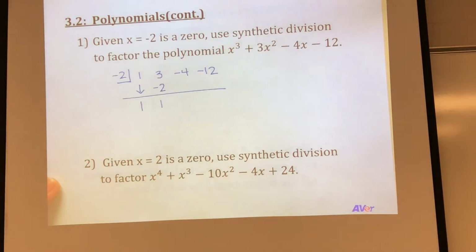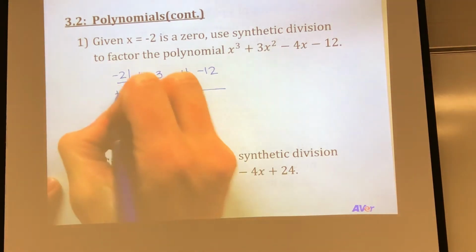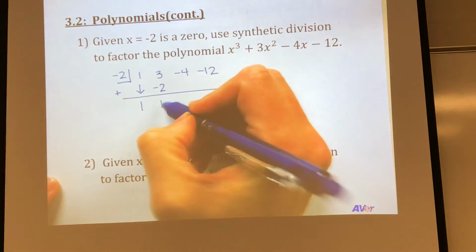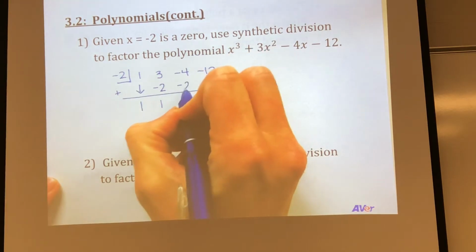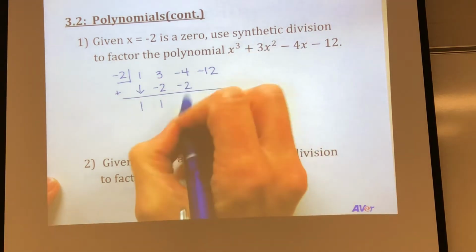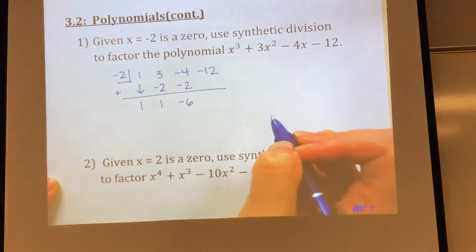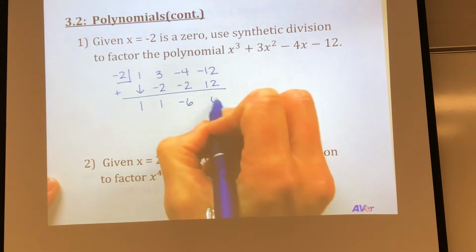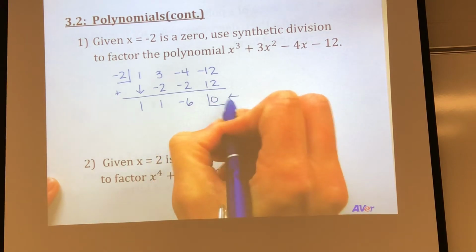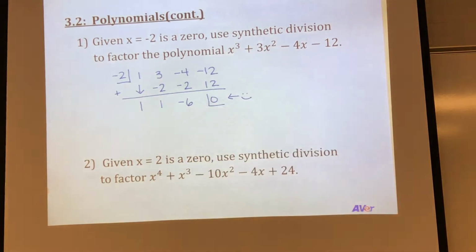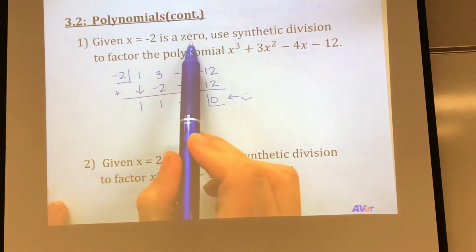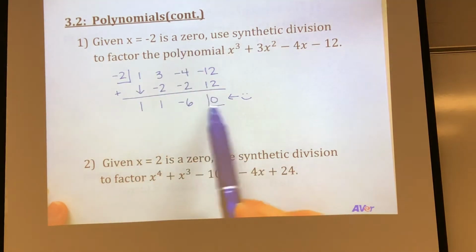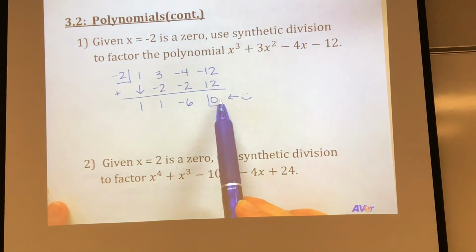Okay, then you repeat the process again. So take the number in the box times the number below the line, write it above the line, add. -2 times -6 is 12. And we end up with 0 as an answer. When you get 0 as an answer, that tells you that the number you were dividing with is a zero. Okay, and they told us that it was in the directions. We confirmed it with the math there.